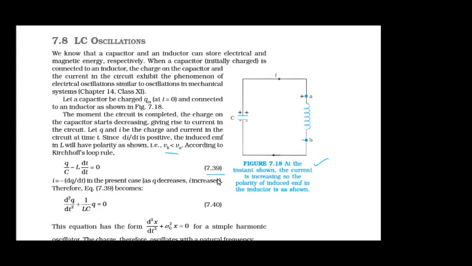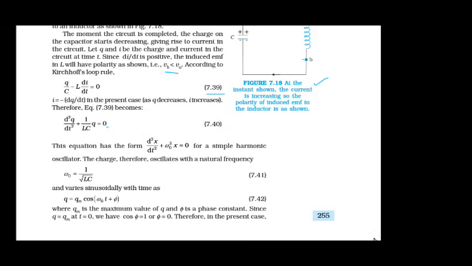This is equation 7.39. I is equal to minus dq by dt. In the present case, Q is decreasing, I is increasing. Therefore, equation 7.39 becomes d2q upon dt square plus 1 by LC Q is equal to 0. We have differentiated this equation and we got this. The equation has the form d2x upon dt square plus omega naught square x is equal to 0.